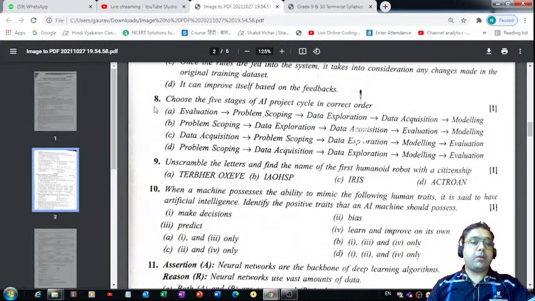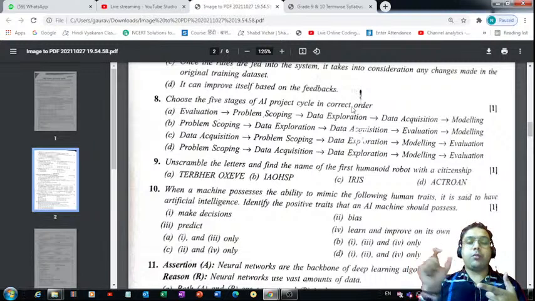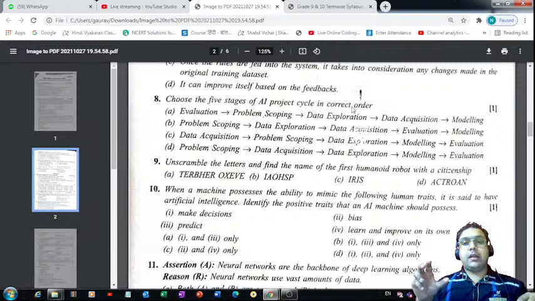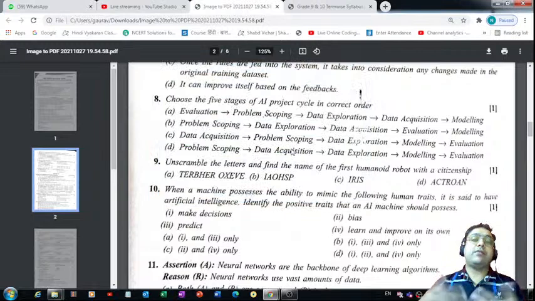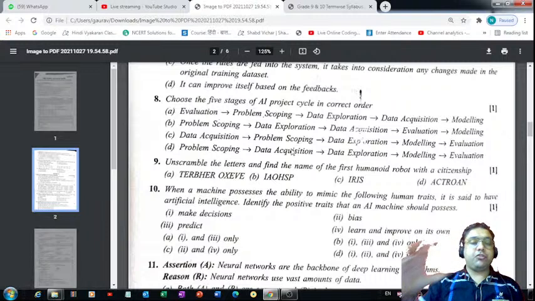Okay, let's come to this eighth question. It says choose the 5 stages of AI project cycle in correct order. So it's very simple. The first stage that comes is problem scoping. We scope the problem. After that, we do data acquisition. In data acquisition, what happens? After scoping the problem, we try to figure out the different parameters, which are also known as data features, on which the problem statement depends directly or indirectly. After that, we create a system map in order to understand the relationship between different data features, right? And finally, we start acquiring data using various techniques like web scraping, cameras, etc.